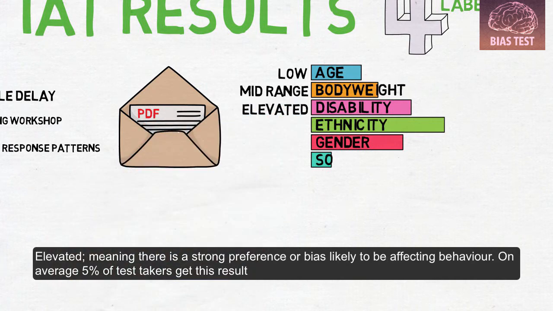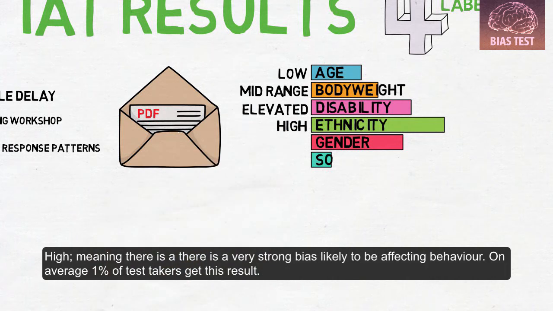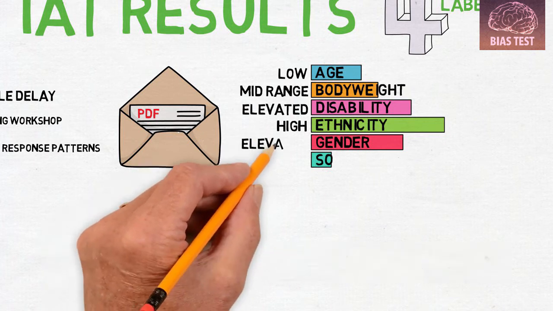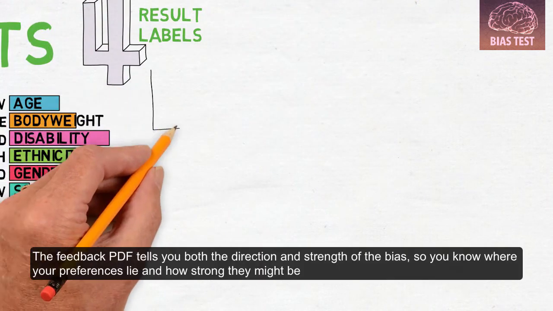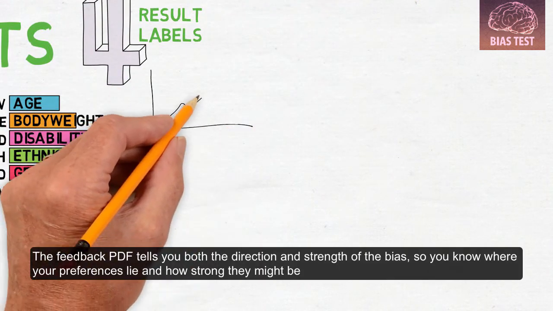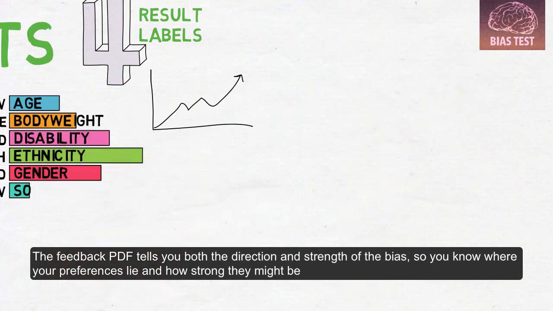Elevated, meaning there is a strong preference or bias likely to be affecting behaviour. On average, 5% of test takers get this result. High, meaning there is a very strong bias likely to be affecting behaviour. On average, 1% of test takers get this result. The feedback PDF tells you both the direction and strength of the bias, so you know where your preferences lie and how strong they might be.